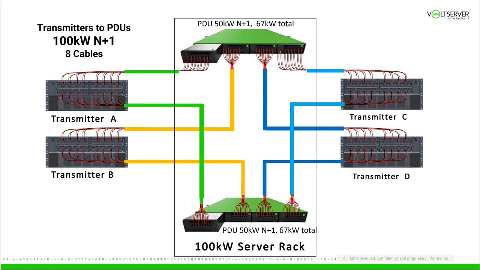This is a 350 volt high voltage DC server PDU. It has 4 power sleds. Each of them can be fed by a unique transmitter. Each transmitter can have a unique power source to accomplish 100 kilowatts N+1 in only 2 rack units at the server cabinet. So each of those PDUs total will be 67 kilowatts, and 50 kilowatts for N+1.